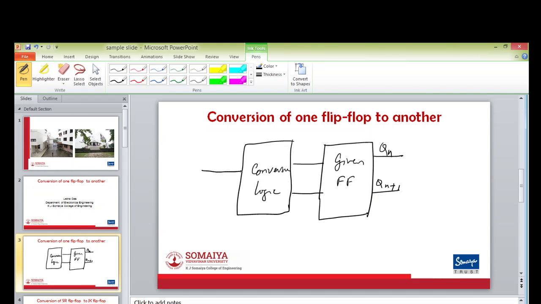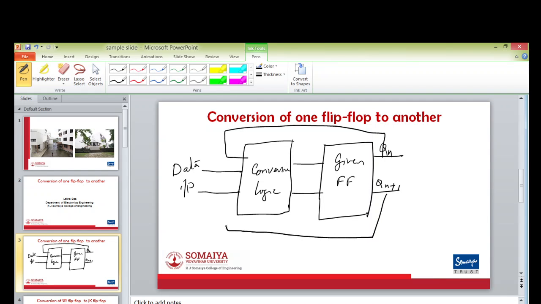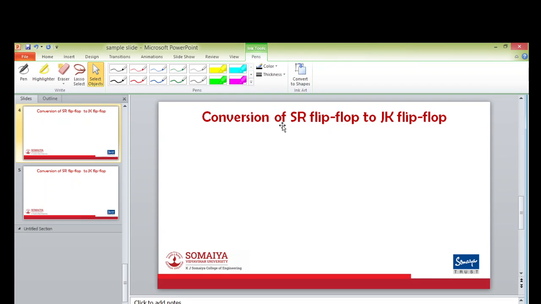From the data of the second flip-flop, the one I am converting to, that data input, and a feedback taken from the given flip-flop output go into the conversion logic, and of course a clock will be there because it is a flip-flop. So this is the logic for that. What we will do is convert an SR flip-flop to a JK flip-flop.